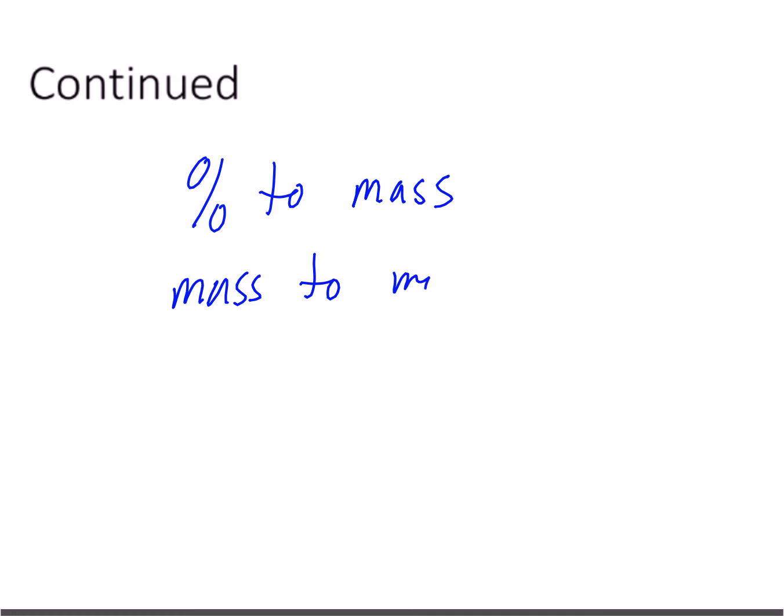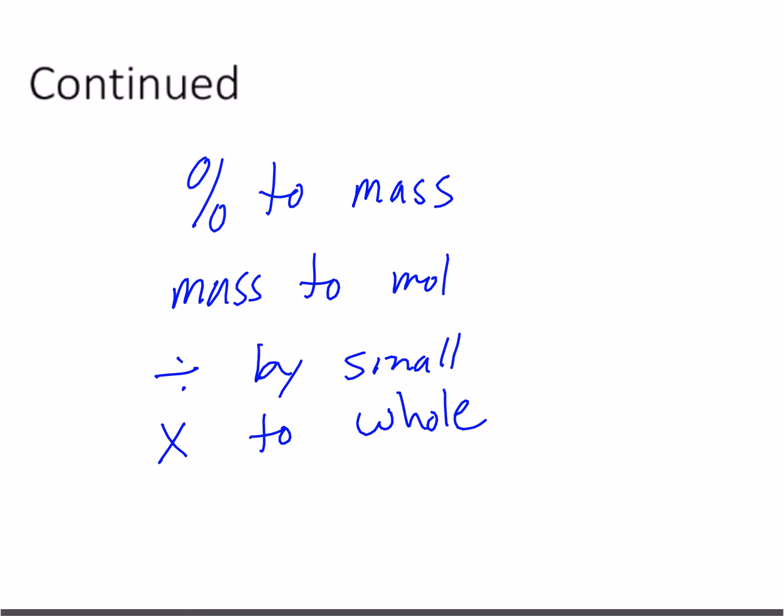Mass to mole. Divide by small. Times to whole. So you put it together: percent to mass, mass to mole. Divide by small, times to whole. There's your rhyme of the day.